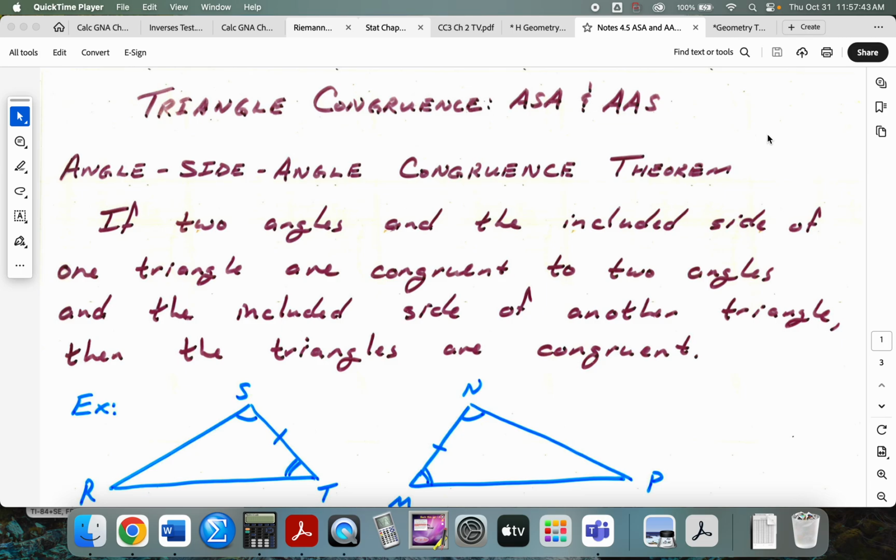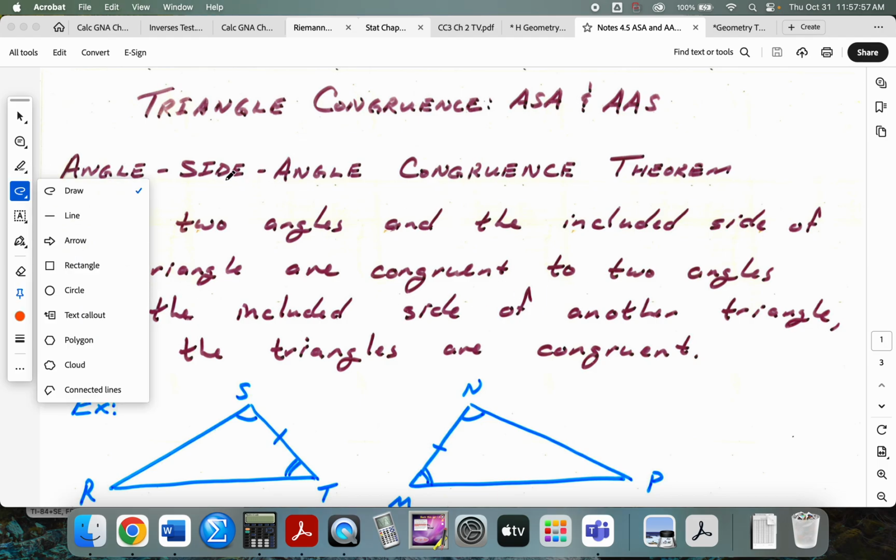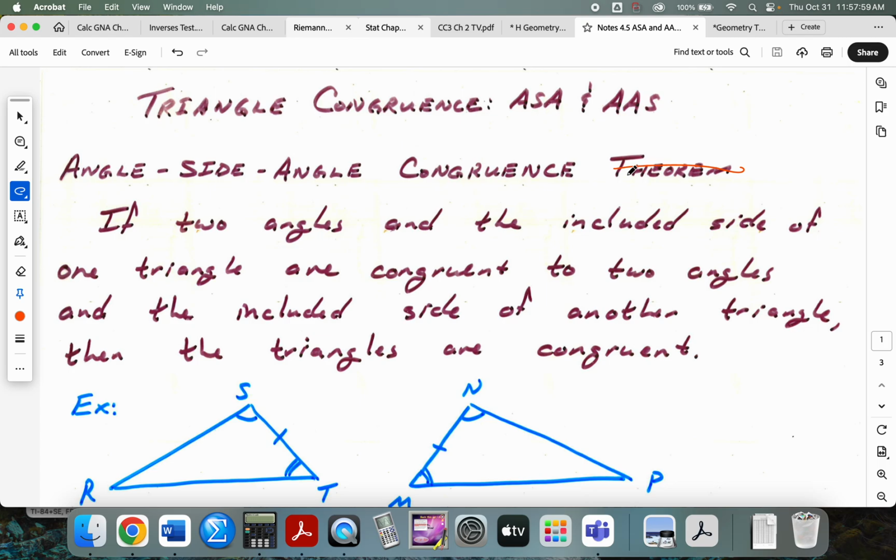Today we're learning the next two ways to prove triangles congruent without having to prove all 6 pairs of corresponding sides and angles are congruent. This first one, and I'll apologize real quickly, this should be the angle side angle congruence postulate. It's not a big deal. We're not going to make you differentiate between which ones are postulates and which ones are theorems. It really doesn't matter a lot to us in this unit.